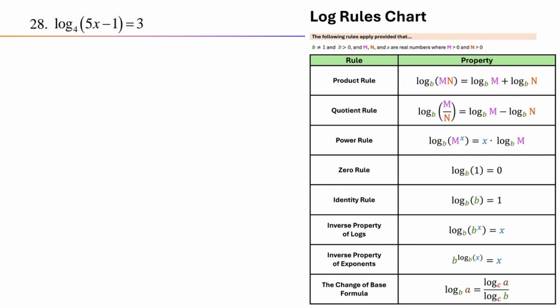Okay, number 28, a similar problem. We have the base 4. Looking further, you have the exponent 3 equal to 5x minus 1. If you know 4 cubed is 64, you can write that down. If not, you can use the calculator: 4 times 4 times 4. This part is 16 times 4, that's 64. Okay.